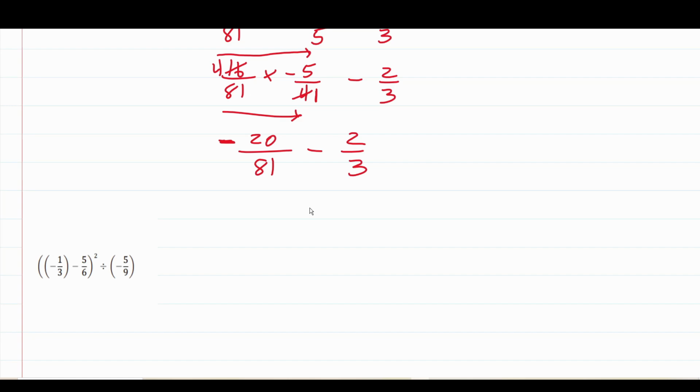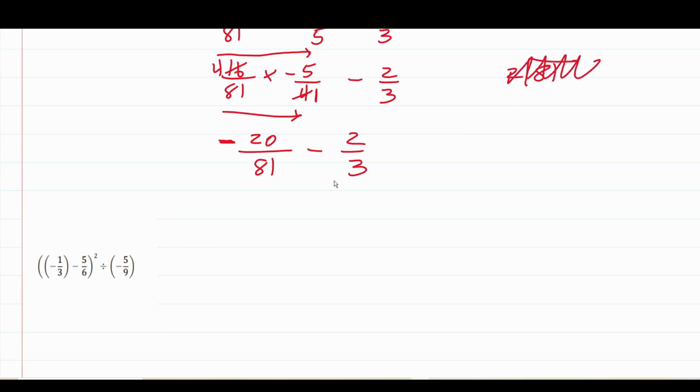Trying to think if we could reduce 81 by a factor of 2. Let's see if we can do that. Let's see if 81 is divisible by 2. I don't believe it is. 2 goes into 8 evenly, so that's not going to work.